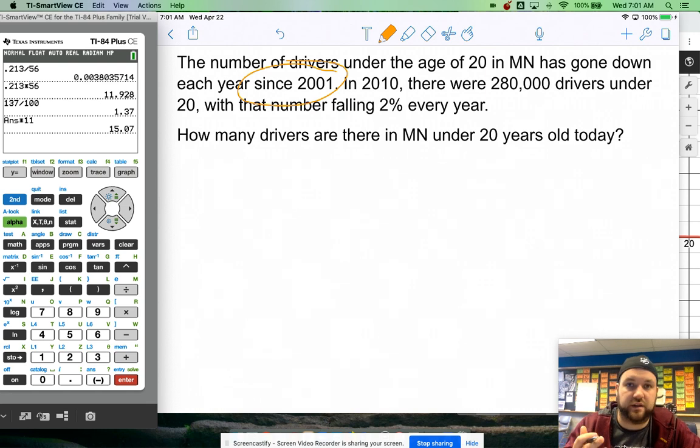Not kind of, it is unnecessary information. Okay. Really, this whole first sentence isn't super vital other than the fact that we're being told that the numbers are going down. Okay, which tells us we'll have a decay problem.